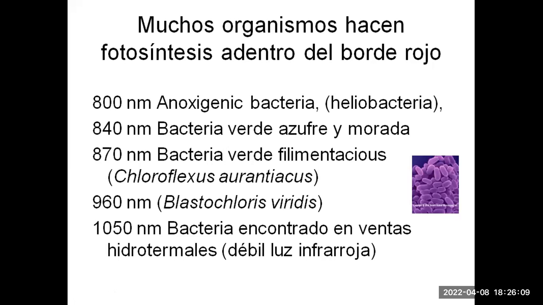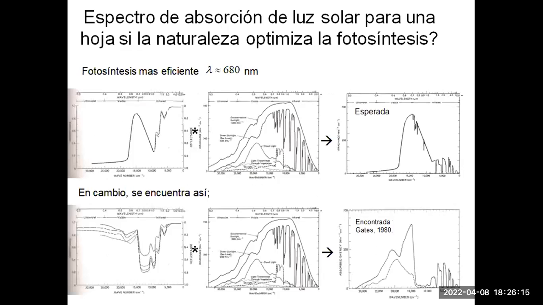So it's not true that we cannot have pigments absorbing in this region beyond the red edge. So what kind of absorption spectrum would you expect if nature was optimizing photosynthesis? Well, as I mentioned, we would expect an absorption spectrum something like this that absorbs around 600 to 800 nanometers, because that's where photosynthesis appears to be most efficient. It's actually at 680 nanometers that we get maximum efficiency for photosynthesis.